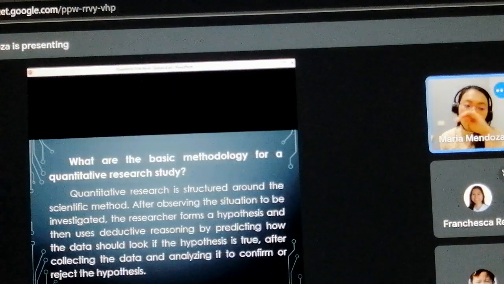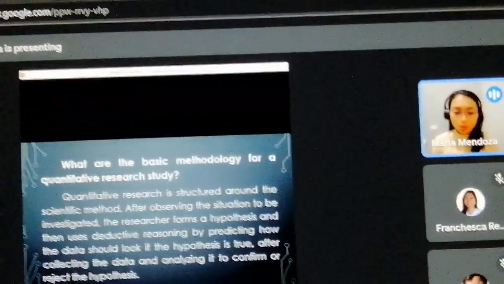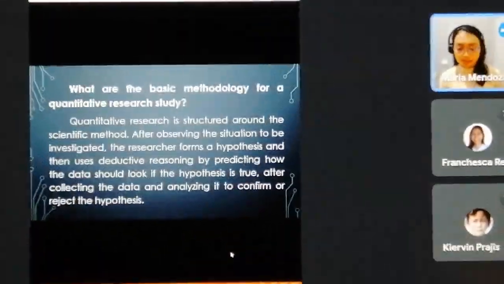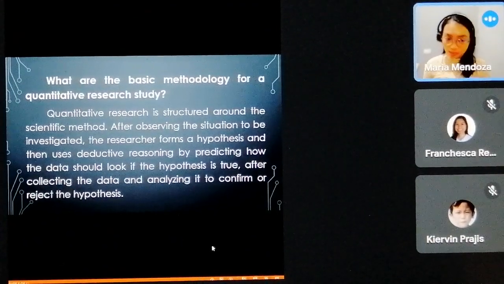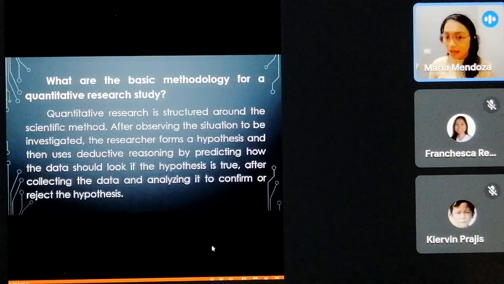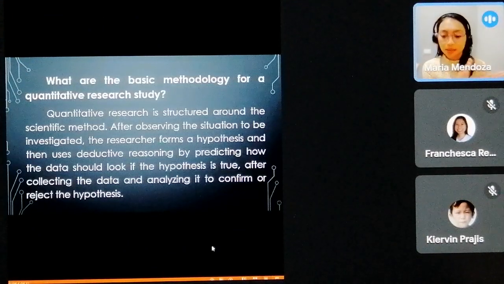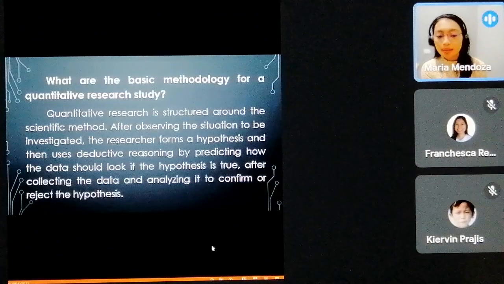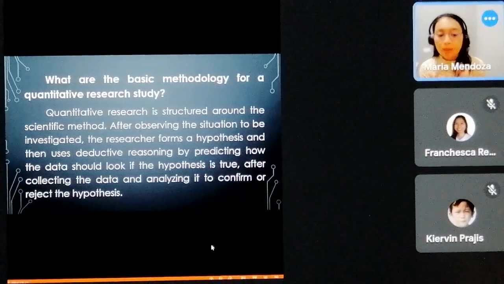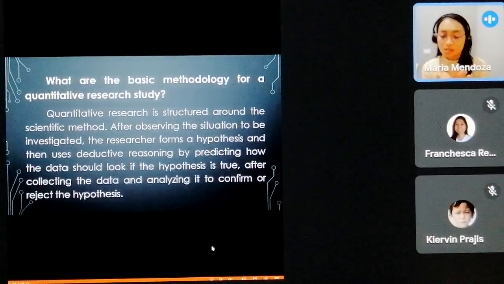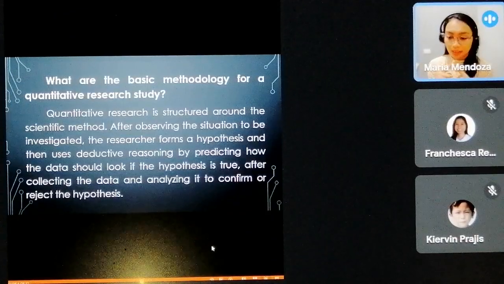Okay? So again, specificity is very important in research. Then predicting how the data should look if the hypothesis is true. After collecting the data, analyzing it to confirm or reject the hypothesis. So at the start of your research, you already have your hypothesis. Is there a significant relationship? Or is there no significant relationship? Okay? Both hypotheses, the H1 and the H0, are acceptable at the start of your research. It is fine that there is a significant relationship and it is also fine that there is no significant relationship.